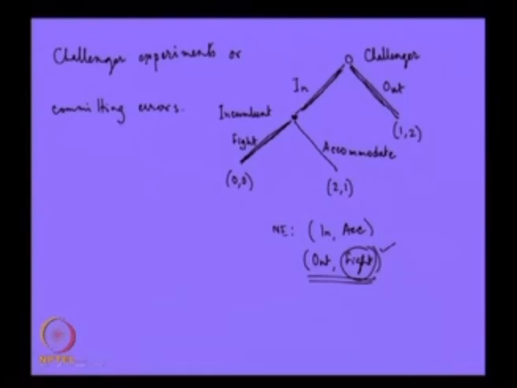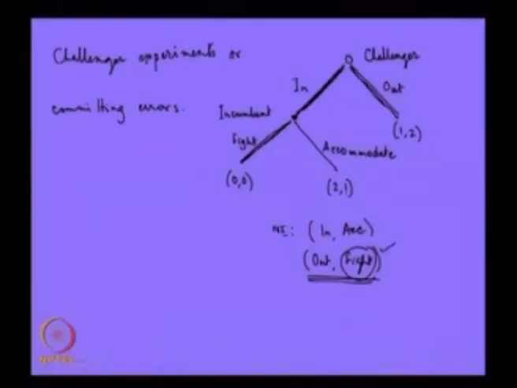Now, the problem again is that if the challenger is getting in, then for the incumbent to choose fight is suboptimal. Because remember, if the history is in, then the incumbent has to choose between fight and accommodate, and one is greater than zero. So it is optimal for the incumbent not to fight. It is optimal for him to accommodate. So therefore, this sort of strategy profile that we are getting through Nash equilibrium is what we call not robust.